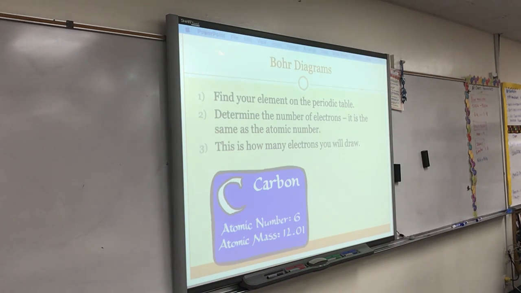So first of all, what you need to do is find the element on the periodic table. In order to do diagrams, we first need to know what element we are talking about. So first find your element on the periodic table. If I go fast at any point in time, let me know, Dr. Garcia, slow down.